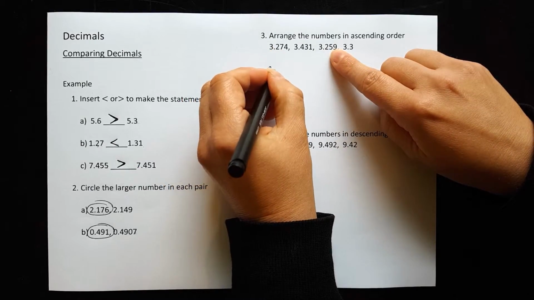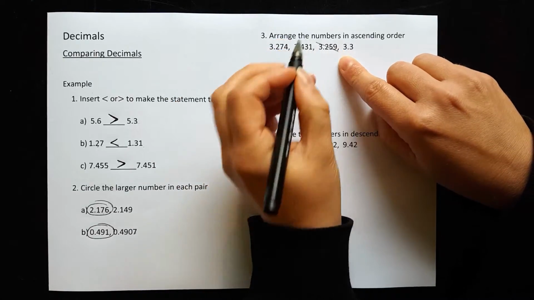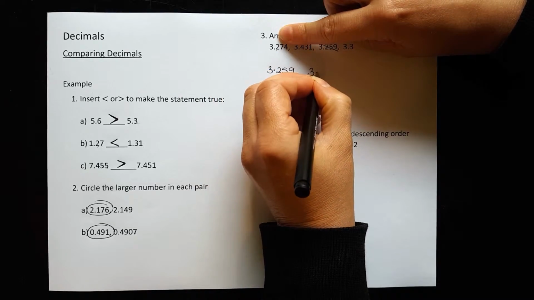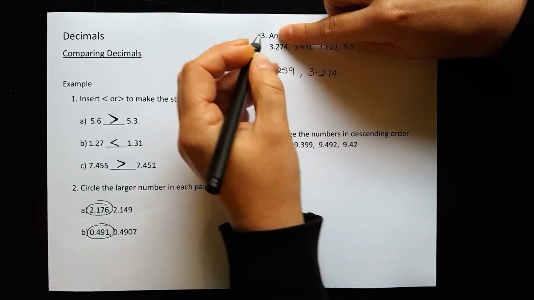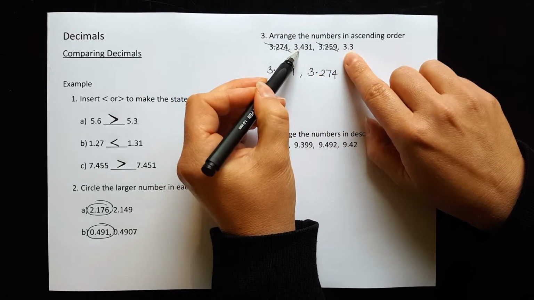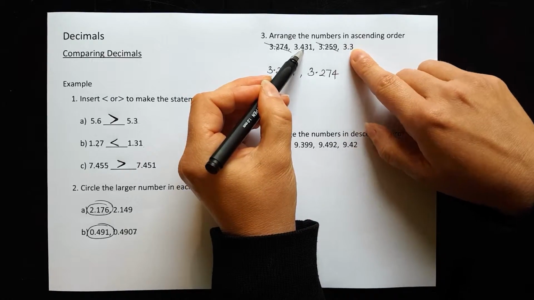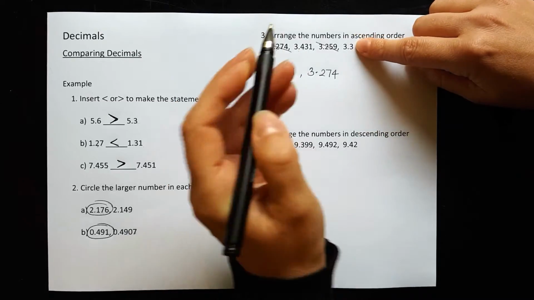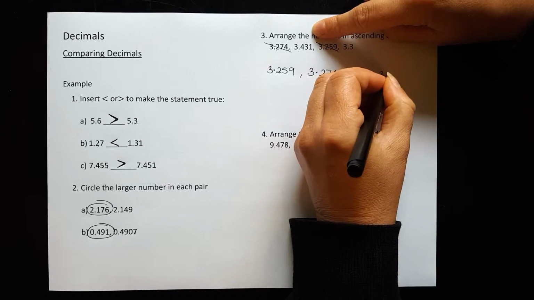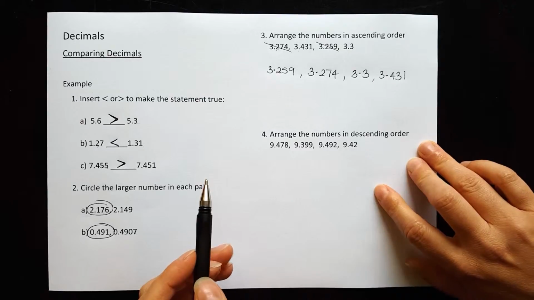So 3.259 is the smallest. Okay, that one's done. This was also 0.2, so it is next, 3.274. That's done. So we've done both the 0.2 numbers. Now let's keep looking here. Back to the first decimal place. We have 0.3, which is smaller than 0.4. So this one is going to be next. 3.3 and 3.431. Okay, there they are in ascending order.